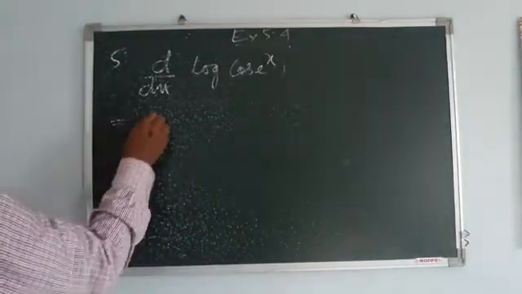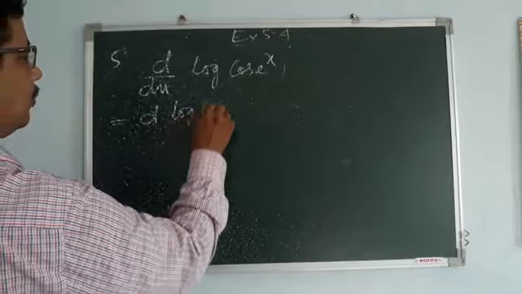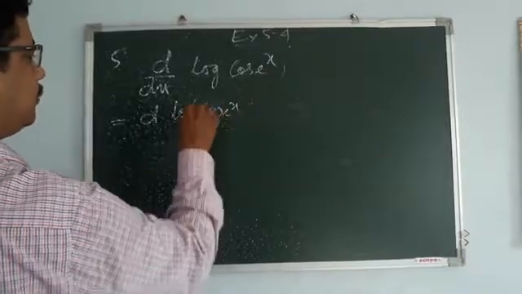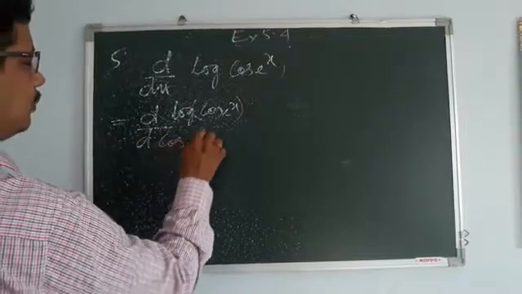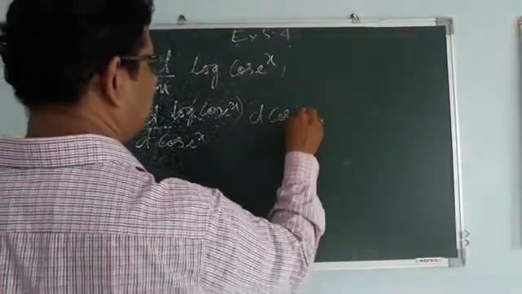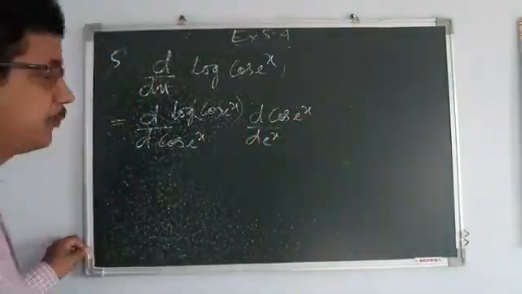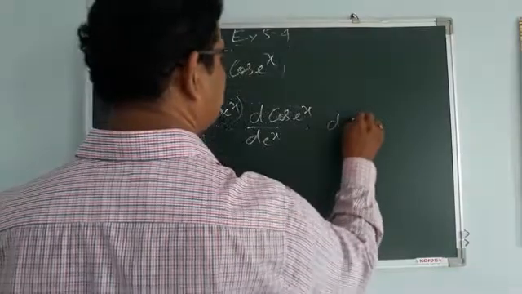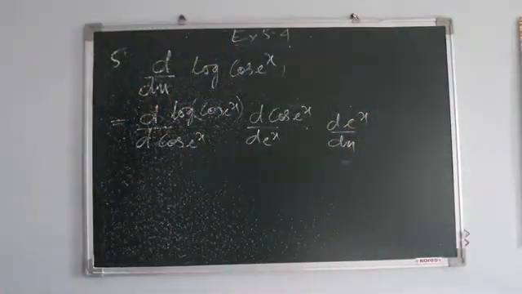So of course we will think of log cos e to the power x. Here we have to write cos e to the power x to neutralize, d cos e to the power x with respect to e to the power x, then e to the power x with respect to x we will do. See here, three times the chain rule we have used.